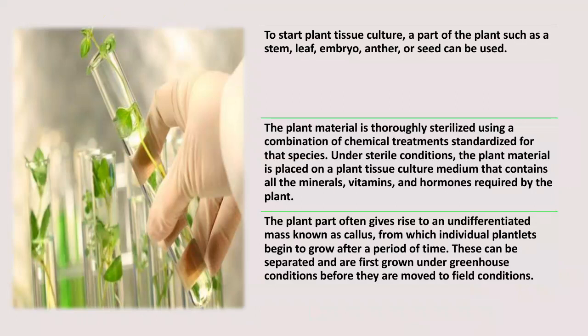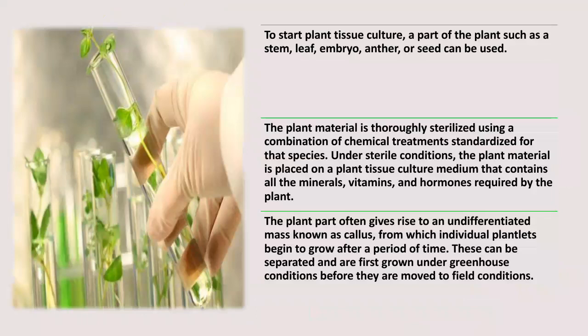To start plant tissue culture, a part of the plant such as stem, leaves, embryo, anther and seed can be used. The plant material is thoroughly sterilized using a combination of chemical treatments standardized for that species under sterile conditions.